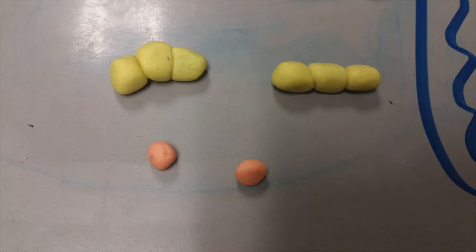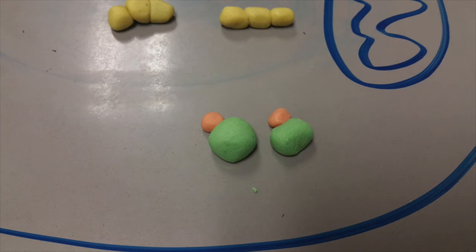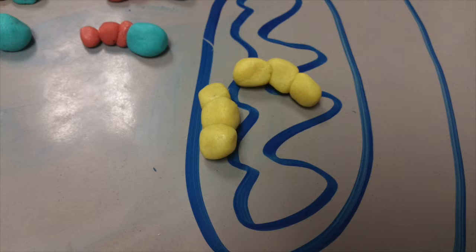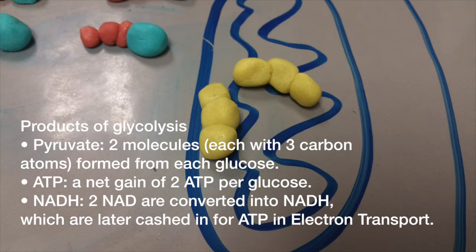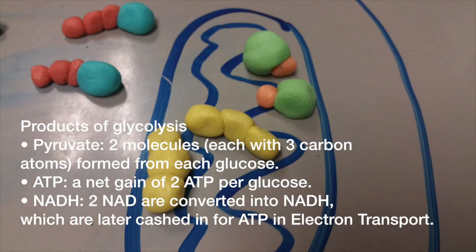So you also end up with a net gain of 2 ATP per glucose and 2 NAD, which are converted to NADH when the hydrogen is put onto them. And these are later cashed in for the electron transport chain.